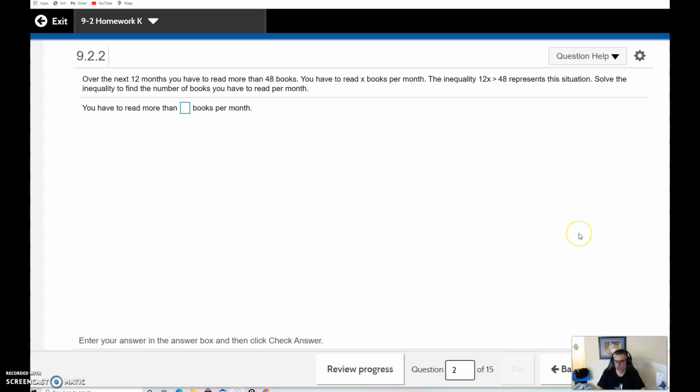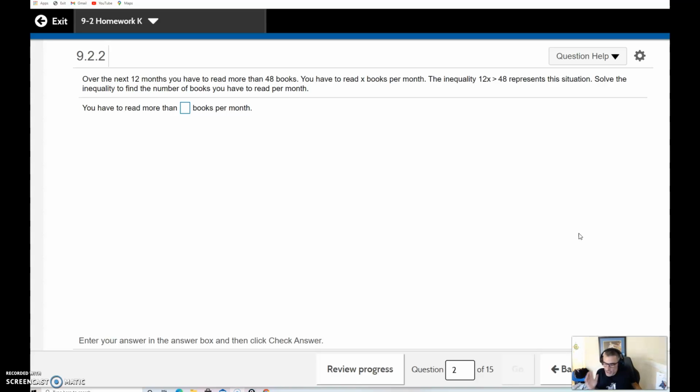Remember in homework 9-1, we were introduced to the idea of an inequality, right? It's a mathematical statement that says two things are not equal, and all of those involved addition or subtraction. Well, today we're going to be looking at inequalities that involve multiplication or division.